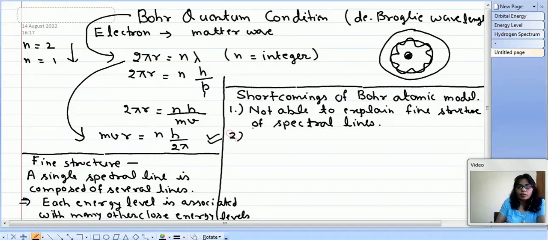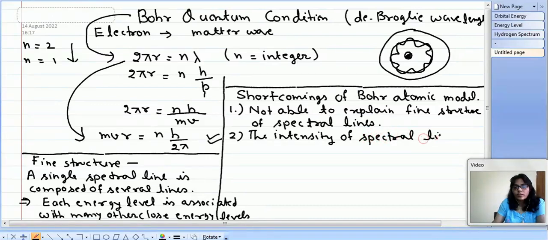And then second point, the intensity of spectral lines could not be explained.